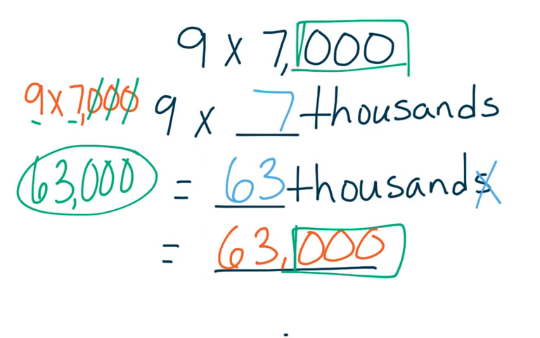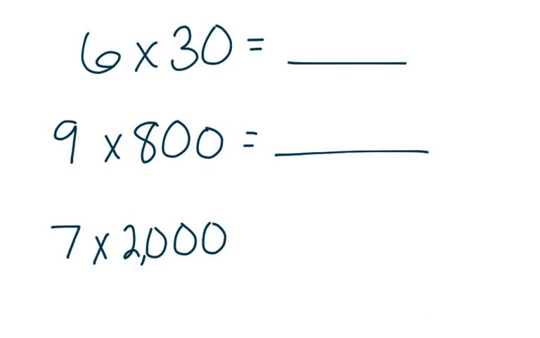Let's take a look at a few more problems. Here we have 6 times 30. So what I'm going to do is I'm going to cross out this 0. I'm going to add it over here in my product, and now all I need to do is my basic fact of 6 times 3, and I get 18. 180 is my final product.